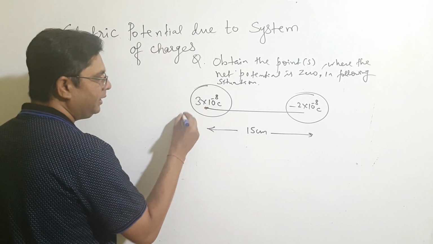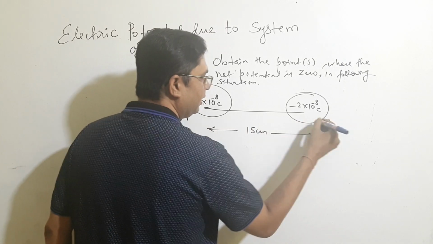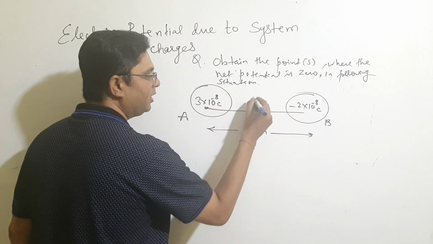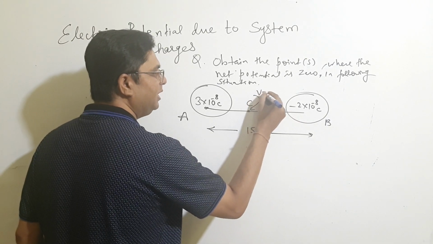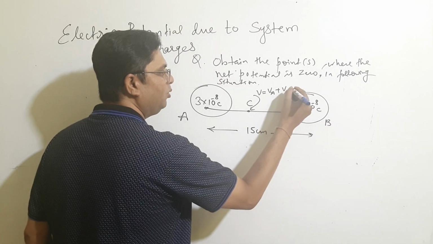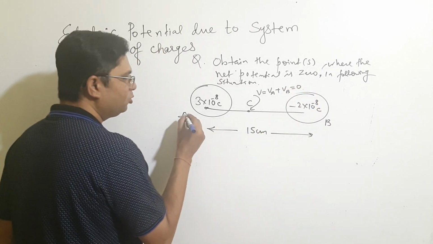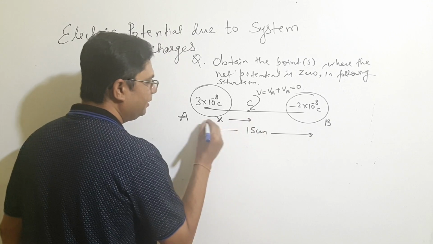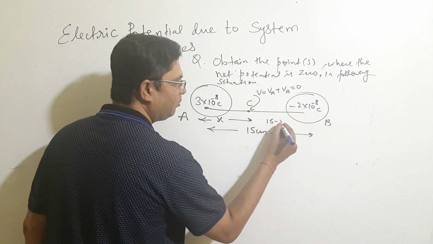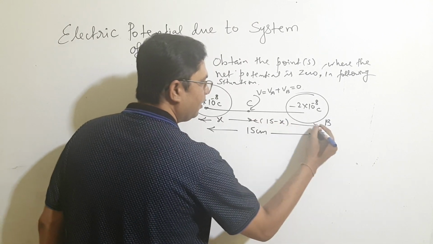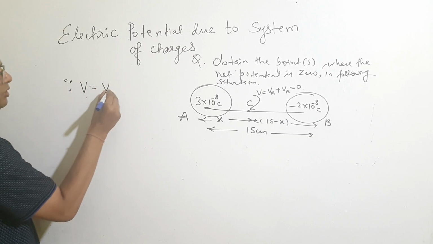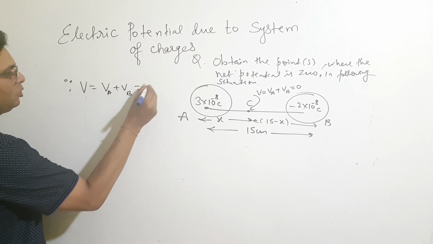Let us name it A, this is B. Let a point between A and B be the C point where the potential is 0. So here V equals VA, potential due to A, plus VB, potential due to B, equals 0. So A to C is x. Then C to B is 15 centimeter minus x.